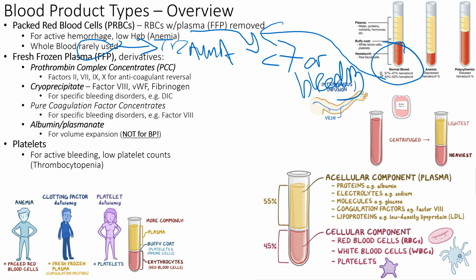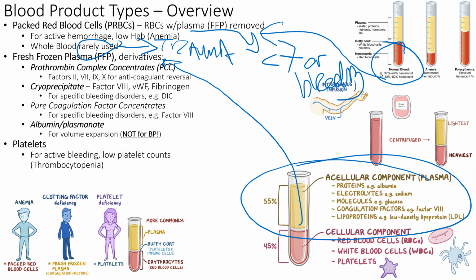Okay, so FFP, derivatives of FFP. So that plasma there is going to have all kinds of fun stuff in it, right? All this stuff here is in plasma. So you mentioned PCC before. PCC was for our anticoagulant overdoses, when our anticoagulants got haywire and they're soaking up all the different clotting factors, inhibiting all these clotting factors. Well, shoot, let's just give them the clotting factors back, right?